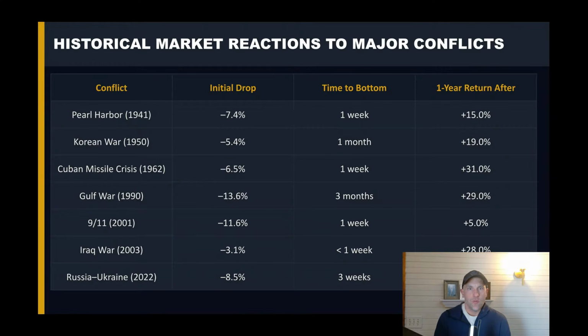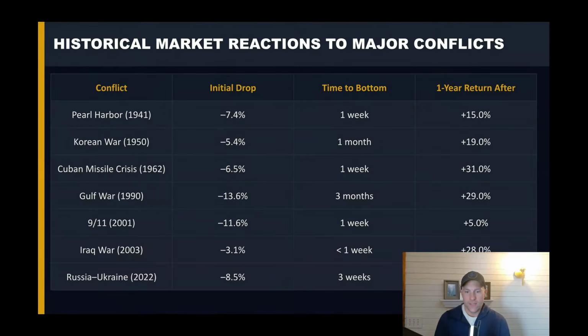We have been in a bull market since 2023, but you could see the 1 year return following these major conflicts, right? 15% in 1941, after an initial drop of 7.4%. Or you come over here to 1990 in the Gulf War, a 13.6% initial drop. And that took about 3 months for the bottom. And then the 1 year return later, 29%.